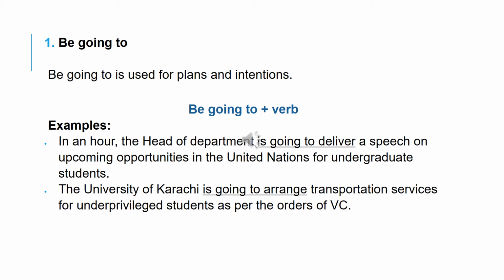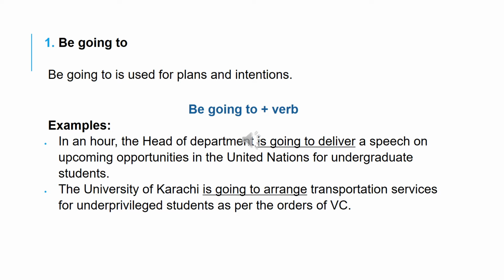And the other thing is basically the predictions. The predictions are evidence based and look at the present conditions. So we use be going to when we see something that is likely to happen. For example, look at those clouds. It is going to rain. There is something that is happening in the present. You're looking at the clouds in front of you, and you see that it's going to pour.